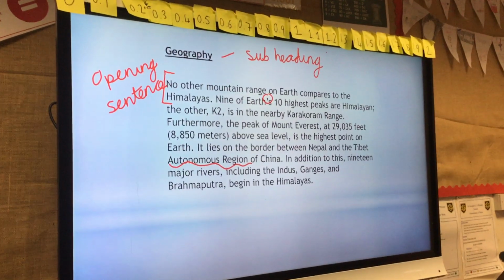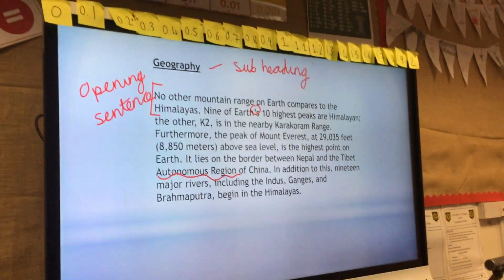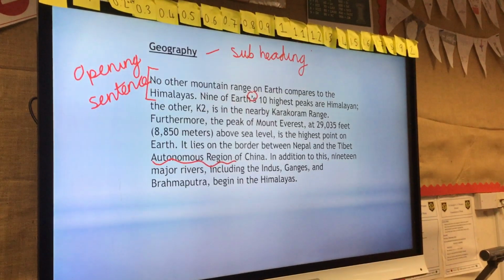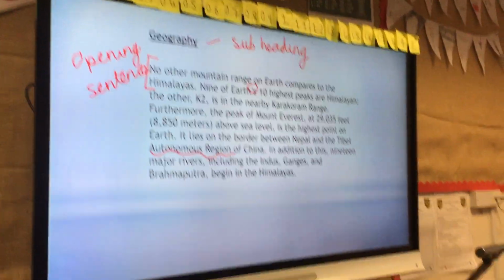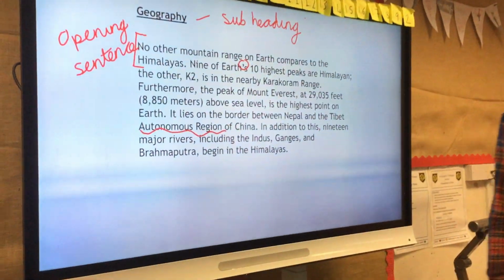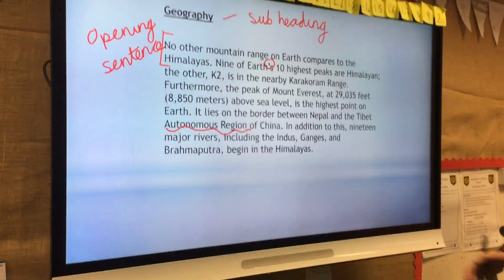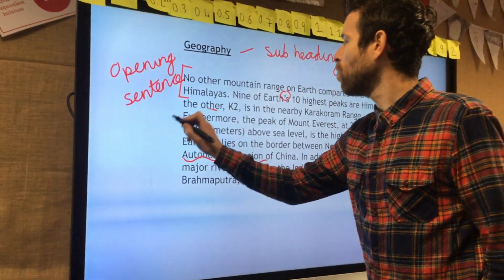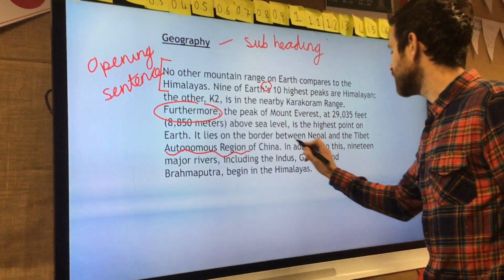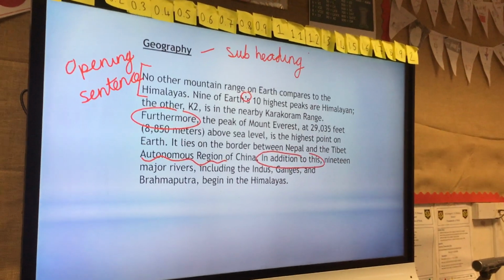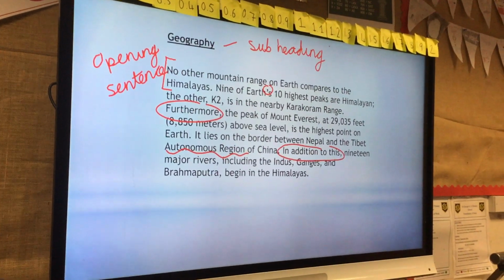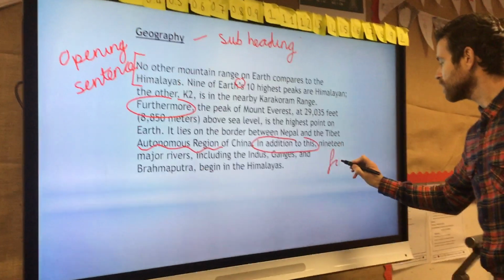Now, I've used 2 conjunctions in my piece of work. I want you to think about what they are. What conjunctions have I used, formal conjunctions, to kind of link things together? If you said furthermore, and if you said in addition to this, you would be absolutely right. Okay, so I've got my formal conjunctions.